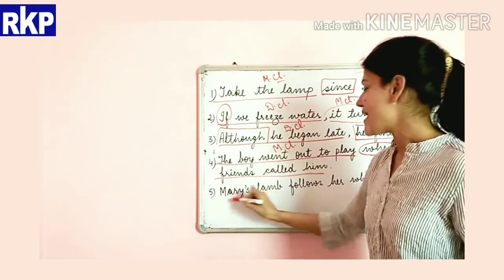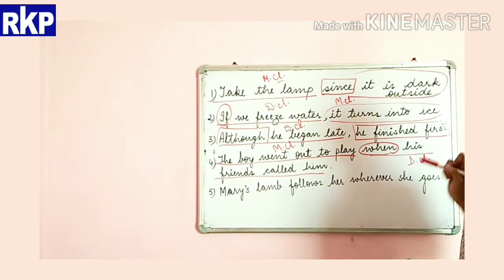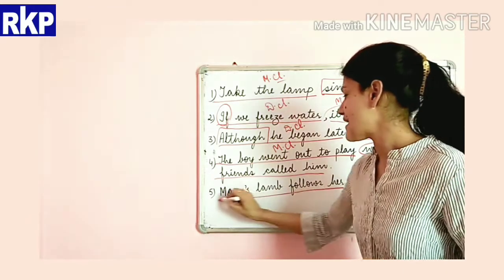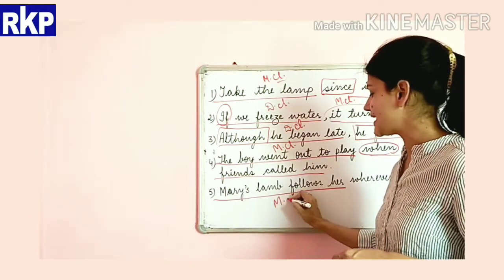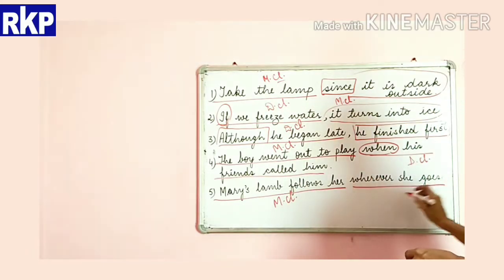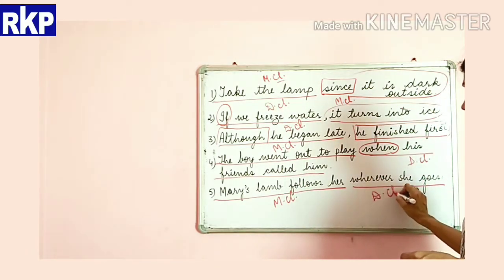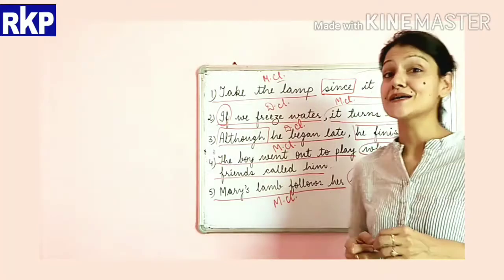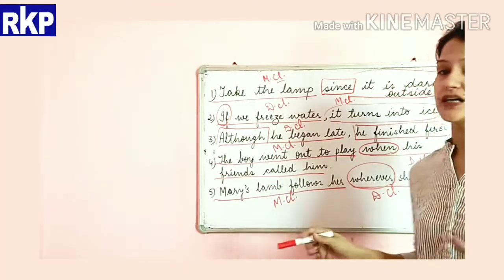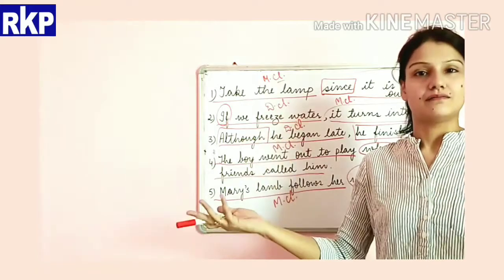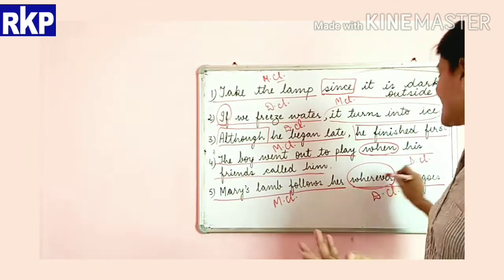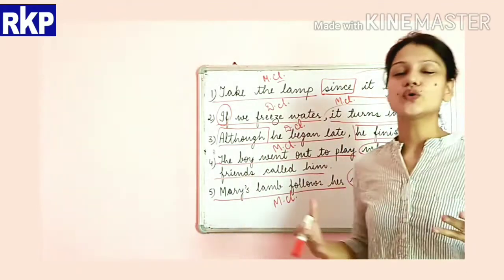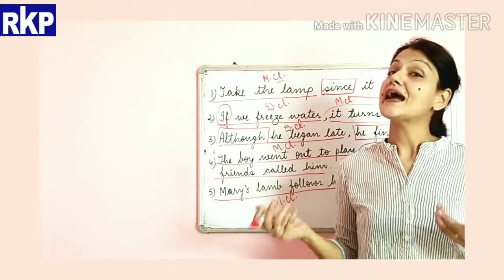Now, Mary's lamb follows her wherever she goes. Mary's lamb follows her is the main clause. Wherever she goes is the dependent clause. Here is the conjunction of place. Mary's lamb follows her. Where? To where? Wherever she goes. So here we see how we actually identify the adverb clauses.